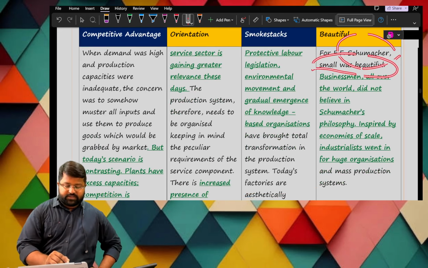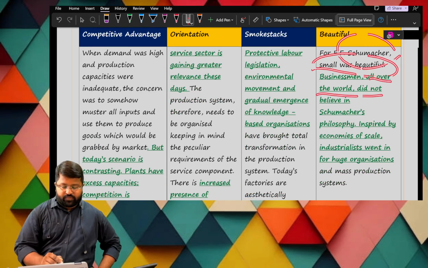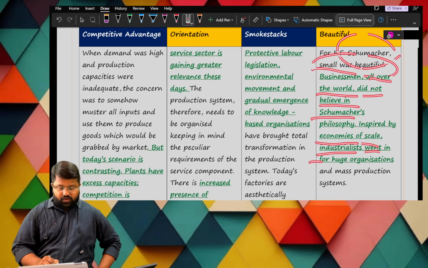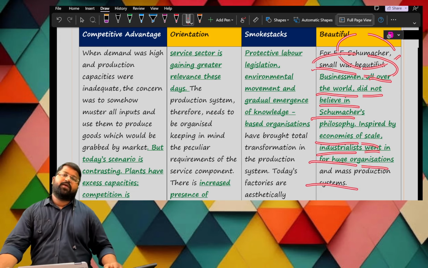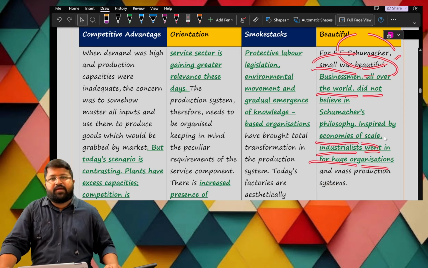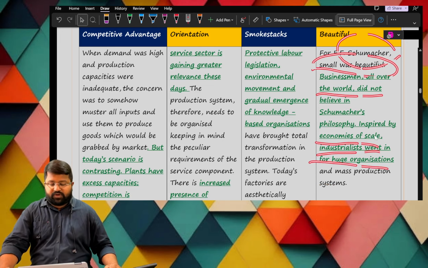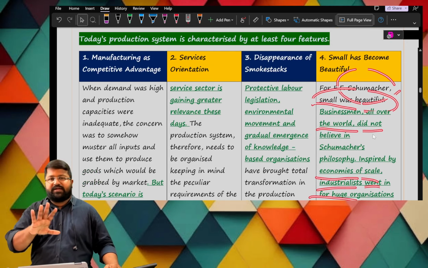So businesses all over the world did not believe in Schumacher's philosophy. Inspired by economies of scale, industries went for huge operations and mass production. So normally, what has been said? This guy has said small is beautiful. You manufacture only small goods. That is more than sufficient.